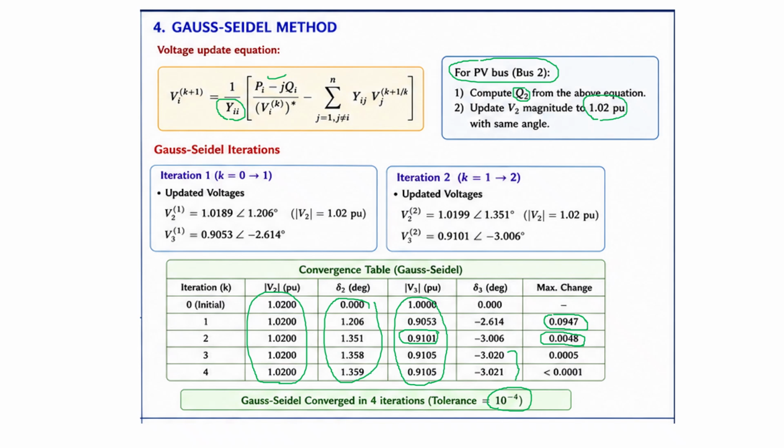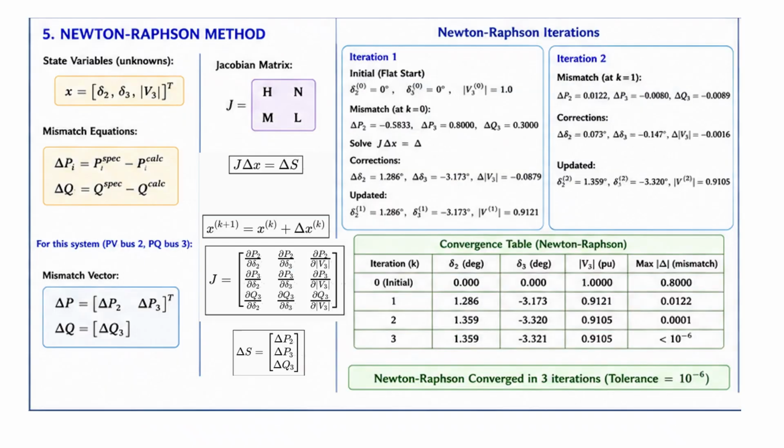Gauss-Seidel method. So, like Gauss-Seidel, we have 3 state variables here: the bus voltage angle for bus 3, the bus voltage angle for the load bus, as well as the voltage magnitude.